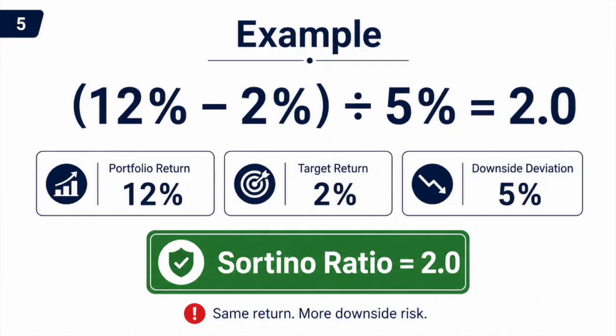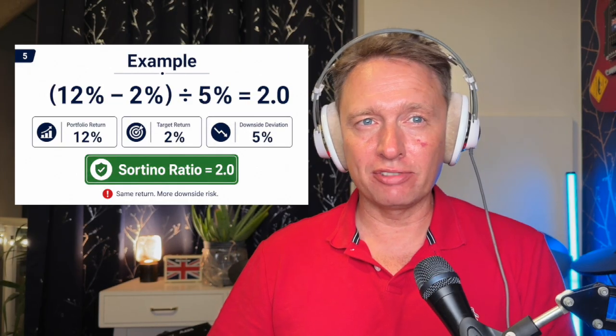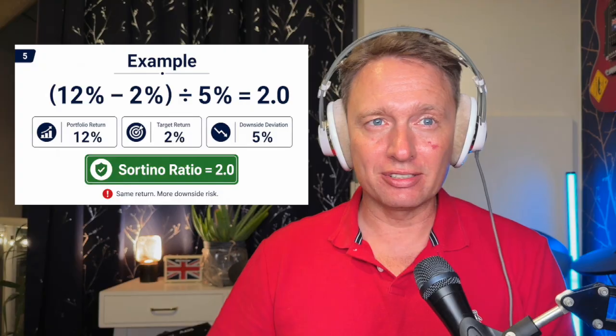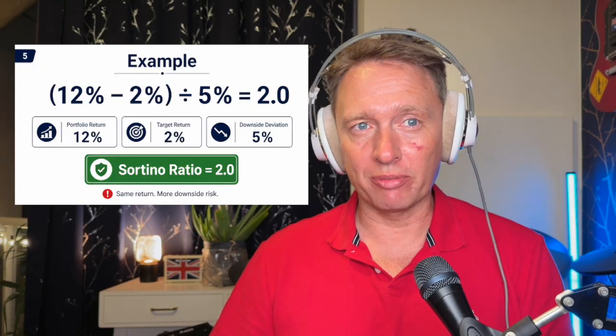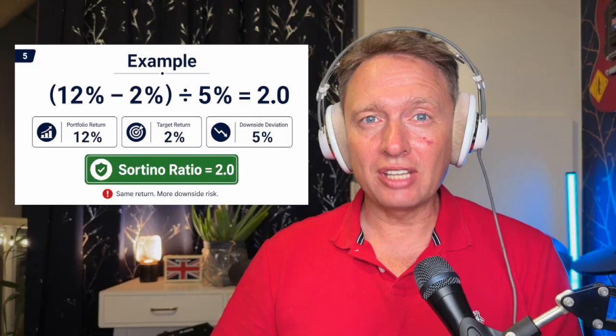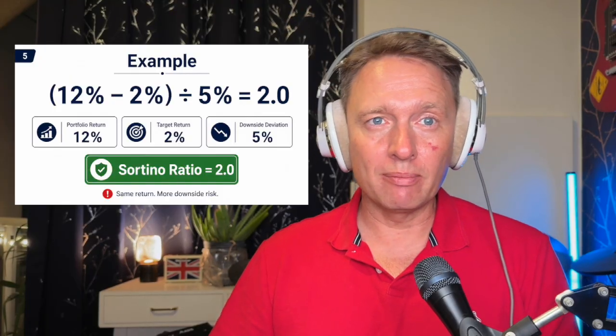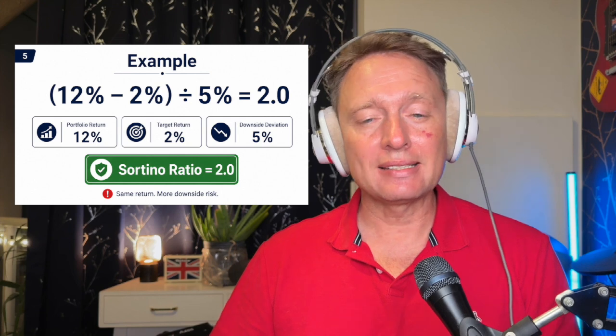Let's take a look at a simple example. Suppose a portfolio returns 12%, your target return is 2%, and its downside deviation is 5%. So the Sortino ratio is 12% minus 2% divided by 5%, which equals 2. Another portfolio may earn the same 12%, but have larger downside swings, resulting in a much lower Sortino ratio. Same return, more downside risk.